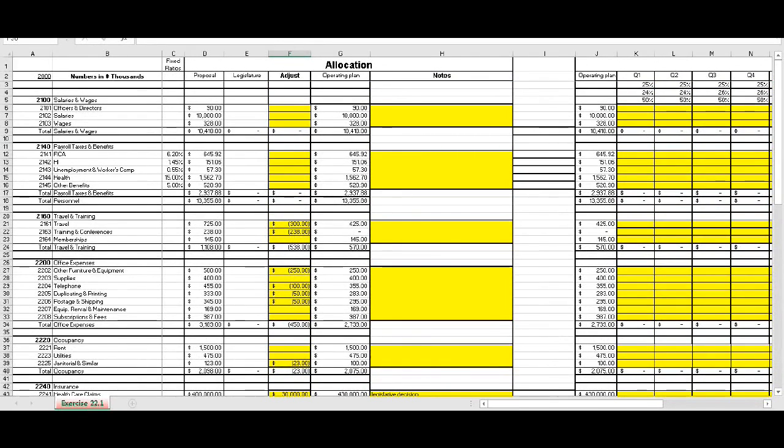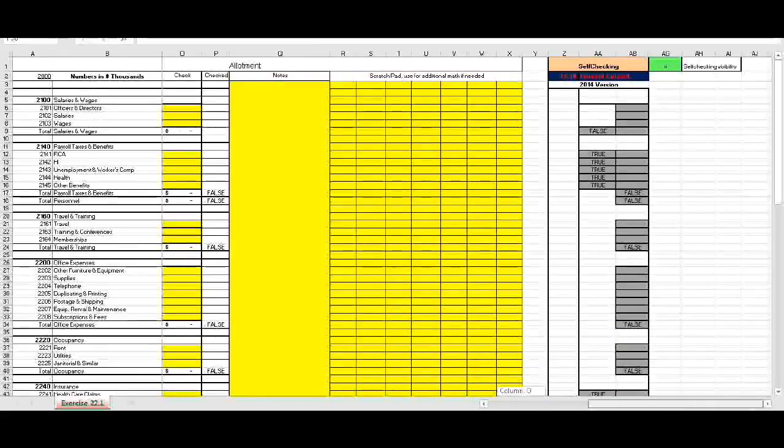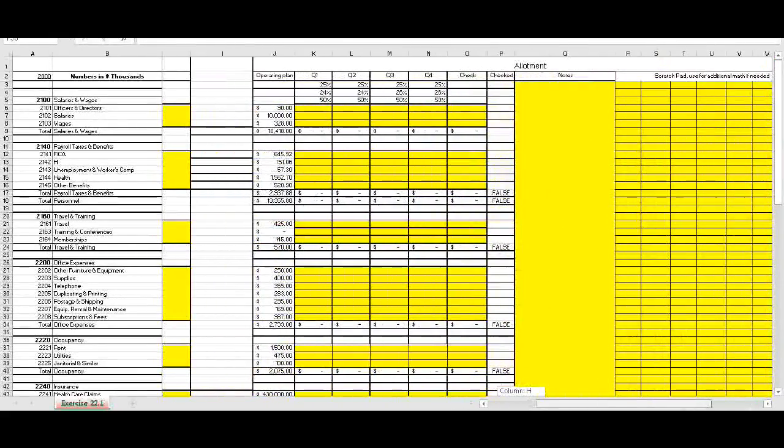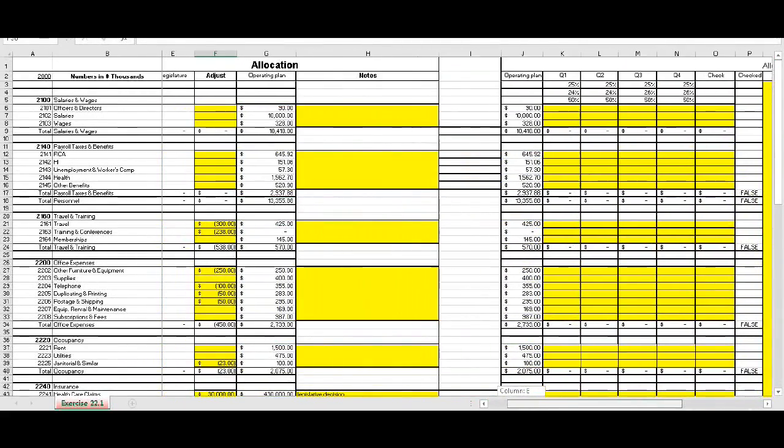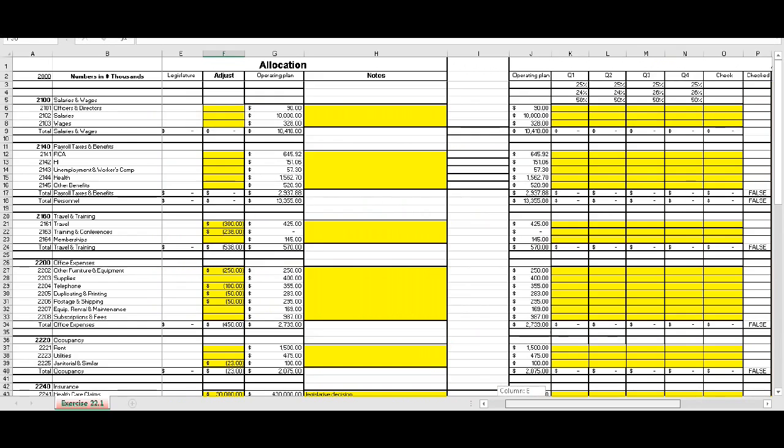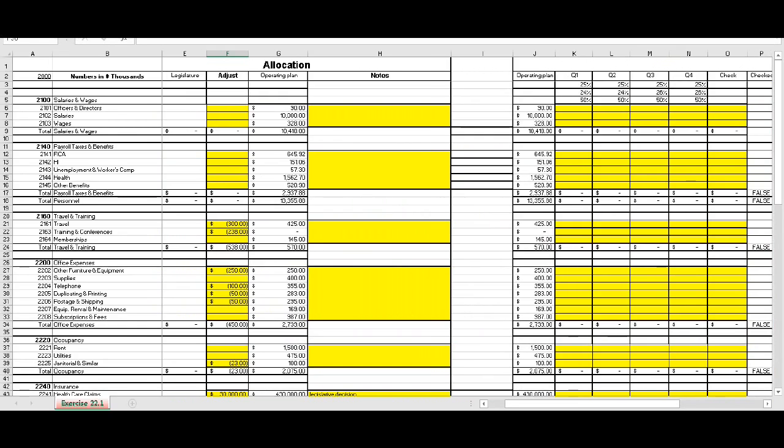Now, I'll show you how to do, say, one of these up here. And I didn't put the notes in there because I showed you how to do one. So do your own note. Okay. This over here makes sense. Officers and directors, when you're working with the salaries, you know what the operating plan shows. It's 90,000.